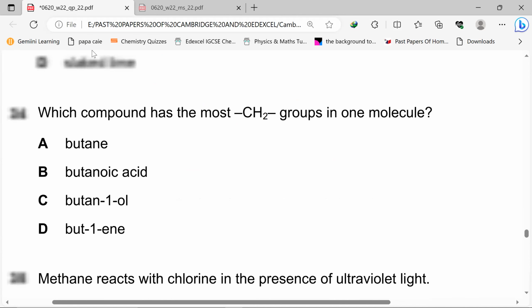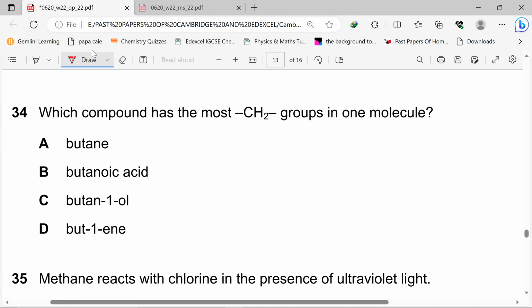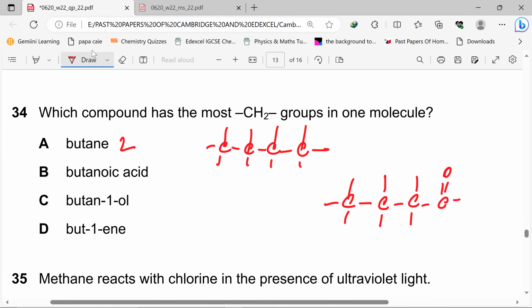Which compound has the most CH2 groups in one molecule? This is organic chemistry. Butane, CH2, how many? Let's see. You have CH2 and CH2, two CH2 groups. Then we have butanoic acid: CH3, CH2, CH2, and C double bond OH. So we have 2. Then butan-1-ol. What is butan-1-ol? 1, 2, 3, and 4 carbons with OH.